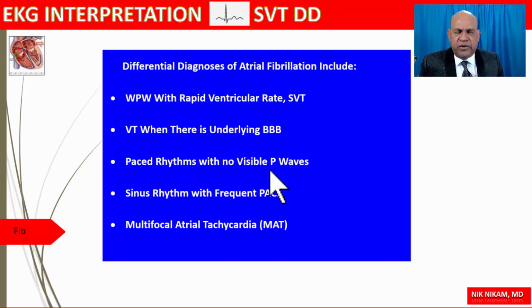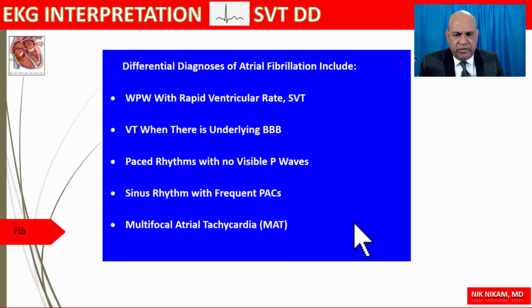Okay, the differential diagnosis of atrial fibrillation should include WPW with rapid ventricular response, VT when there is an underlying bundle branch block in the electrocardiogram. Paced rhythms with no visible P waves may look like atrial fibrillation with escape ventricular rhythm. Sinus rhythm with frequent, I'm talking very frequent PACs, may look like atrial fibrillation. And similarly, multifocal atrial tachycardia, when it is very rapid, may look like atrial fibrillation.